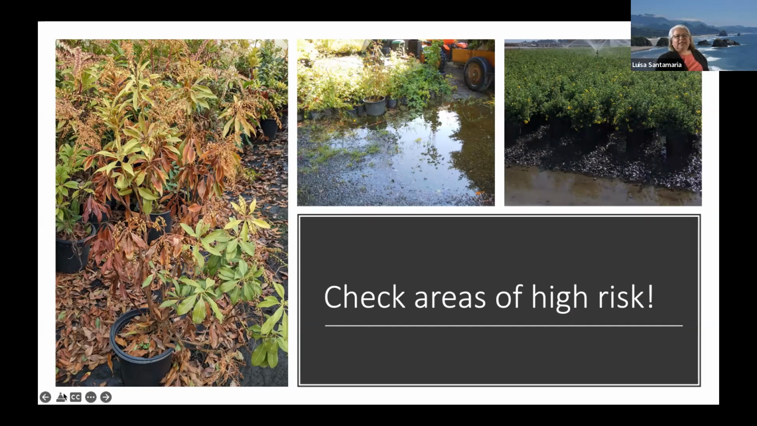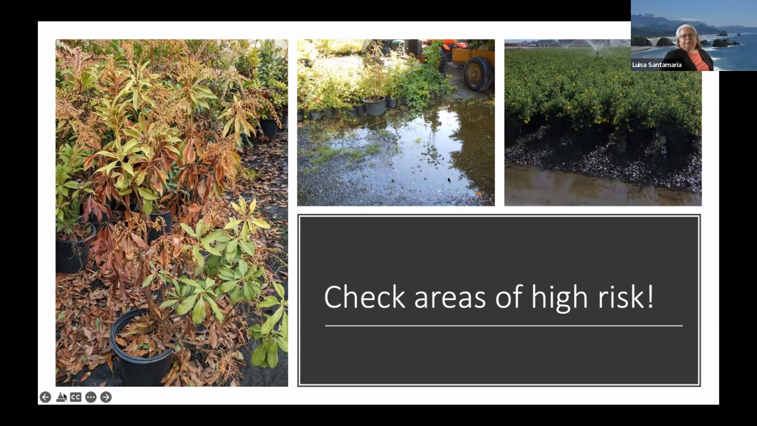I would like you to think about it. In the first picture, for example, we have Pieris, which is highly susceptible to Phytophthora and root rot. And in this nursery, you can see how poor the sanitation practices are. This plant looks like it had Phytophthora, though I don't know if it is. But all these damaged leaves stay there, close to another group of plants that are infected. The others didn't look that bad, but they have to pay attention if they don't want to spread the disease to all the other plants.